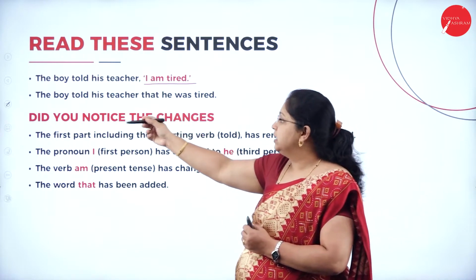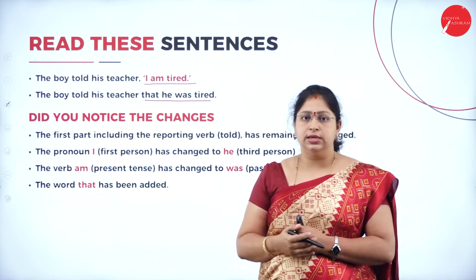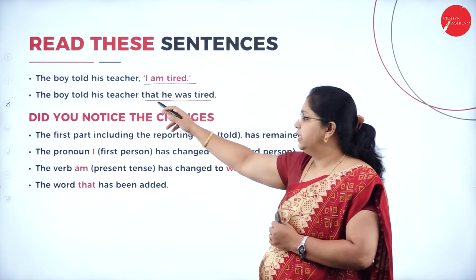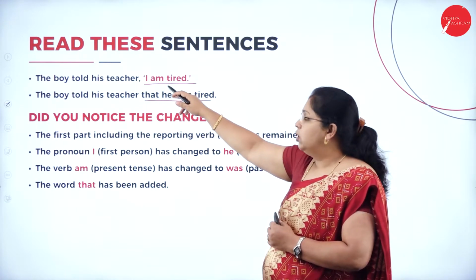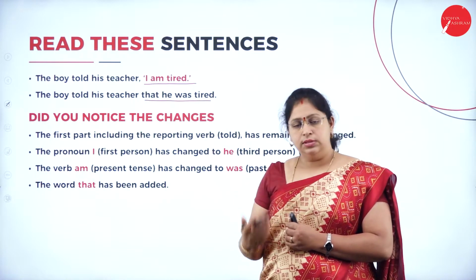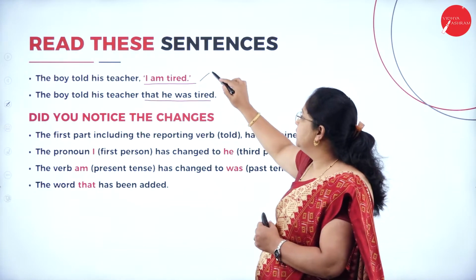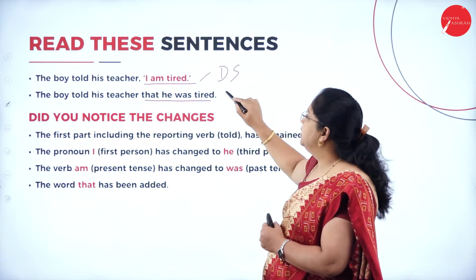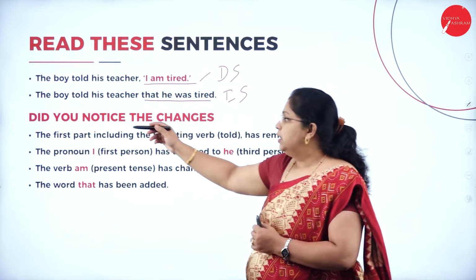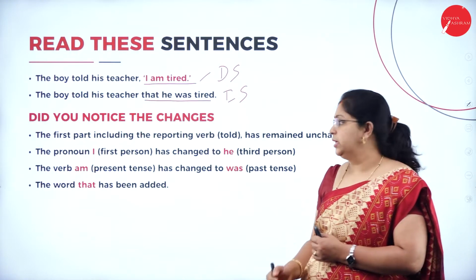In the second sentence, the boy told his teacher that he was tired. Okay, there is change, correct? There is no inverted comma here, and what is in present tense has become past tense, correct? So there are some changes in these two sentences. The first one is the direct speech and the second one is indirect speech. Okay, so let us see what are the changes brought over between these two sentences.